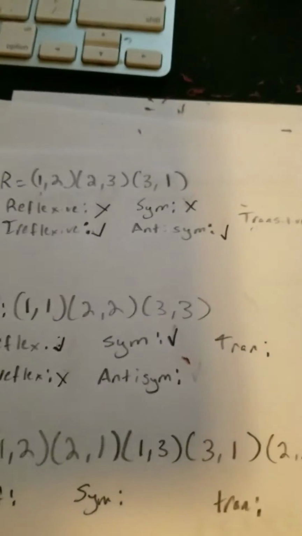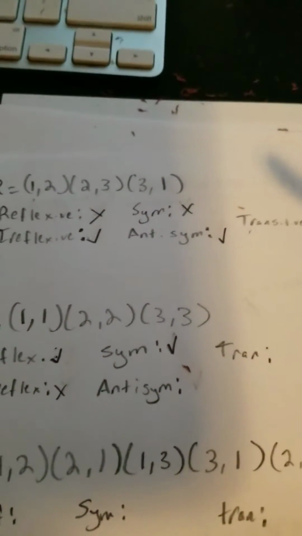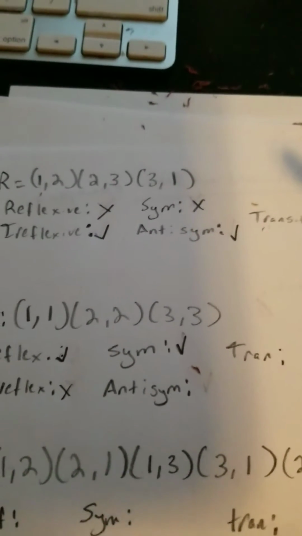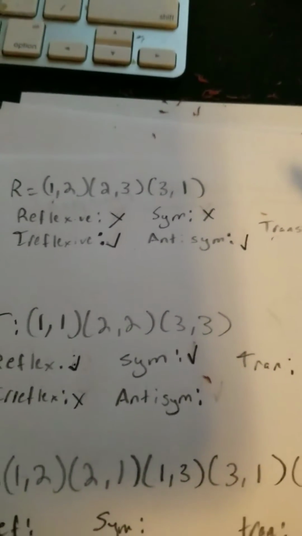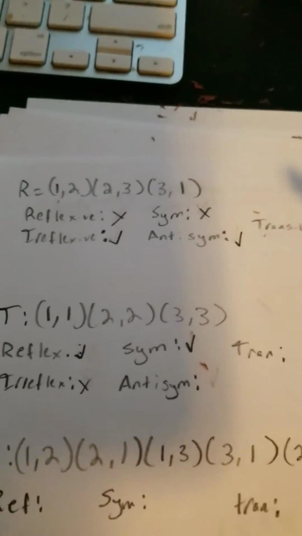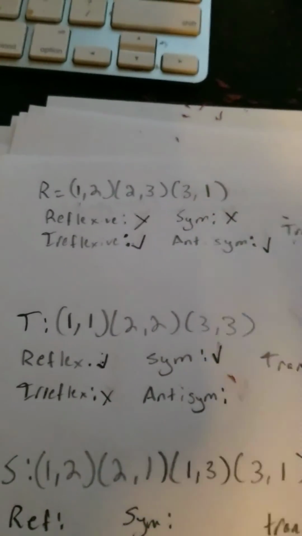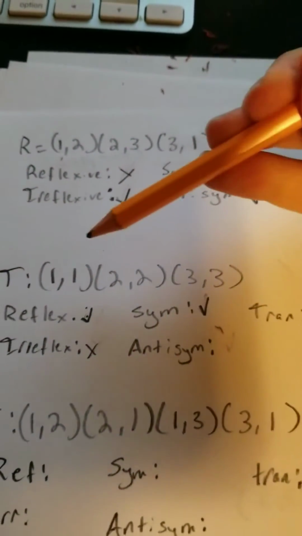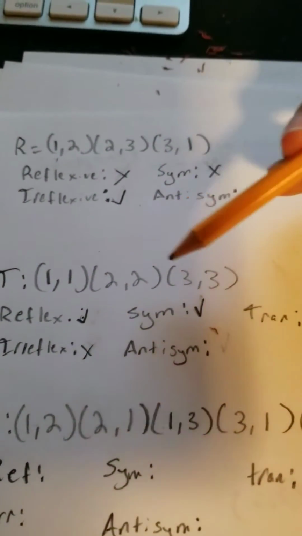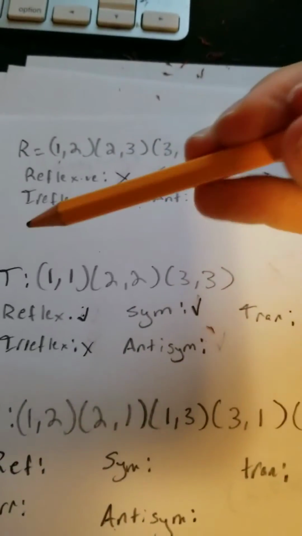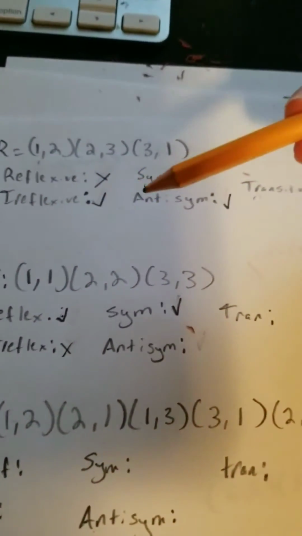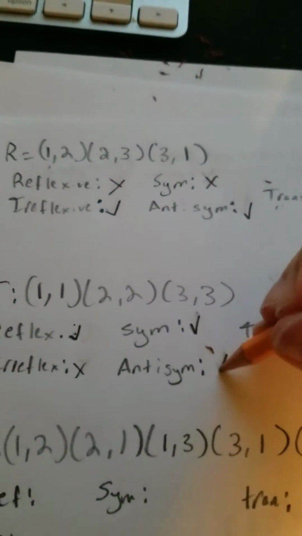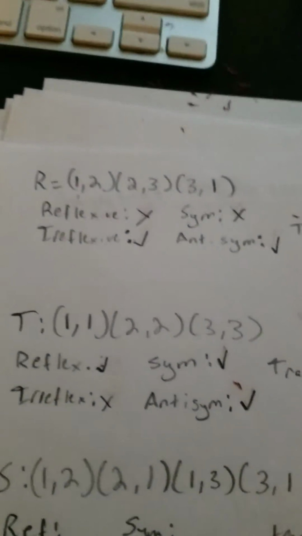And then finally, anti-symmetric. Do we have no occurrences where we have x comma y, and y comma x? Here's the important part for this: excluding elements where x equals y. So for all of these elements, x equals y. Therefore, if we exclude them, then we do have no occurrences where we have elements x comma y and y comma x, because there's nothing else left. So we call this vacuously antisymmetric.